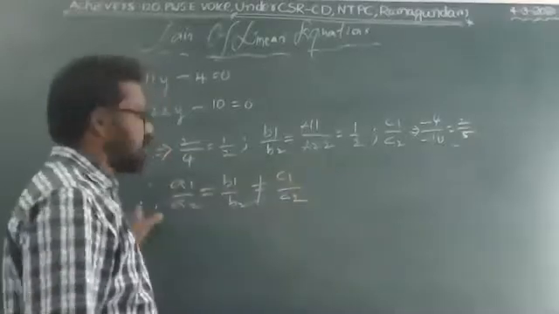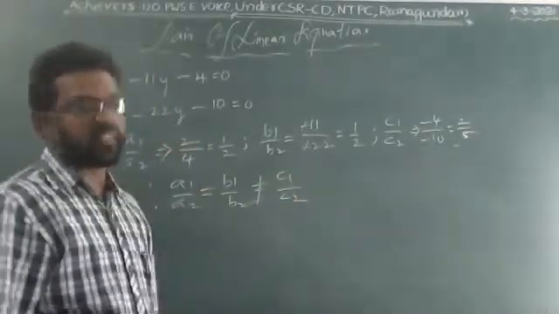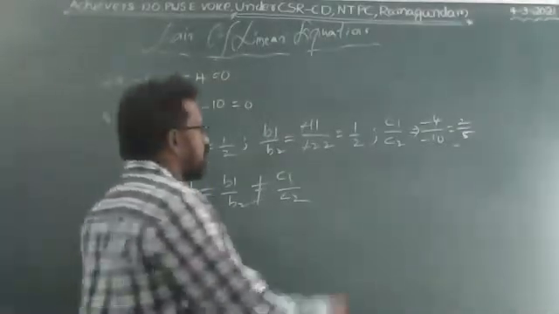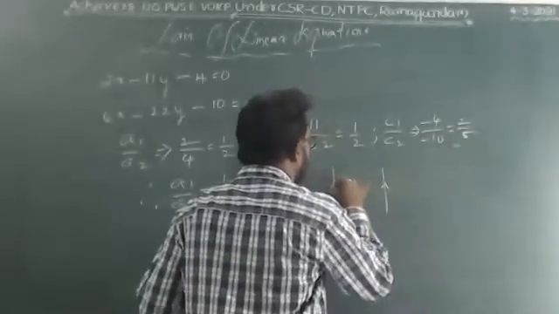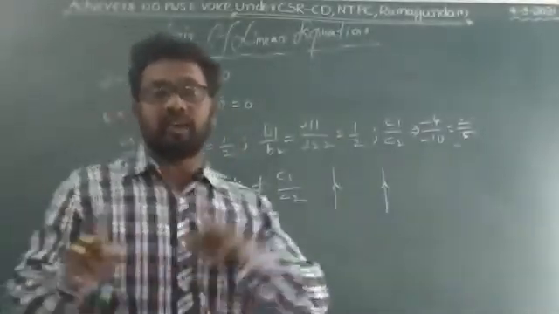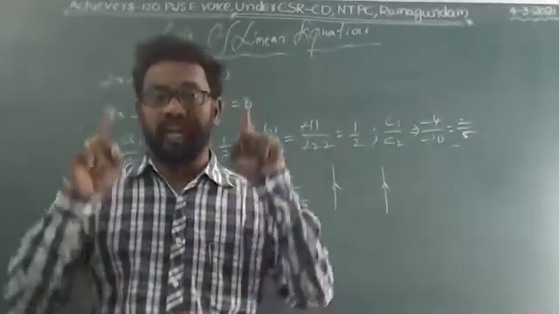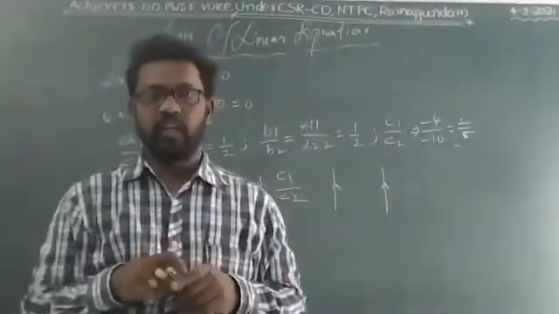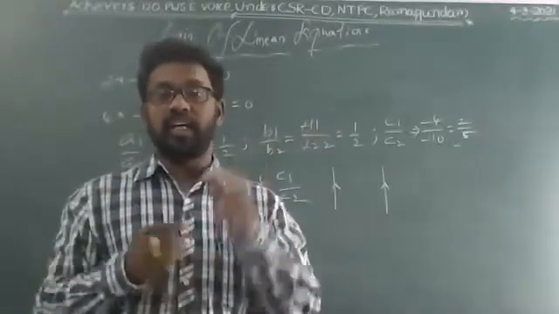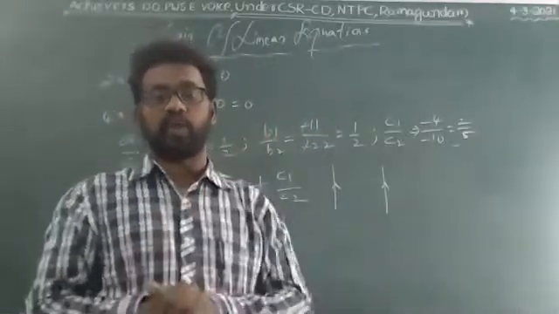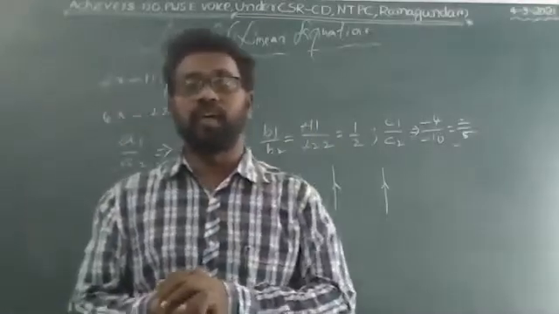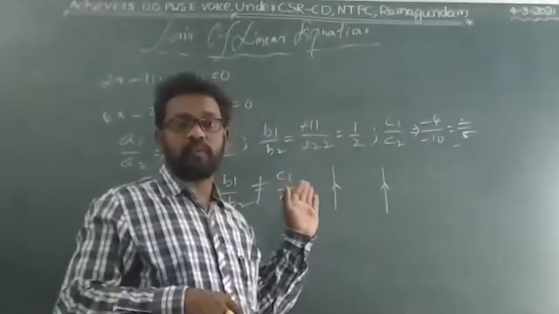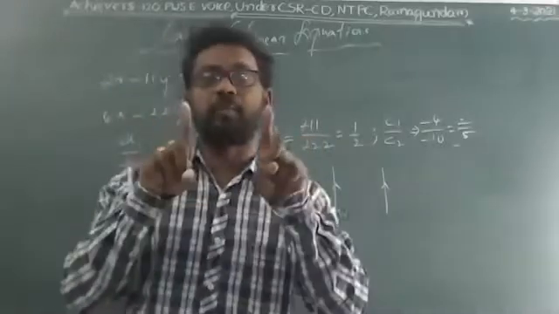We have already said that if A1 by A2 is equal to B1 by B2 and not equal to C1 by C2, then you can see the two lines as parallel lines. They never meet anywhere. The lines pass individually, so there is no solution. It is called an inconsistent pair of linear equations. In the graphical system, if you draw these two, you can see the lines in parallel.